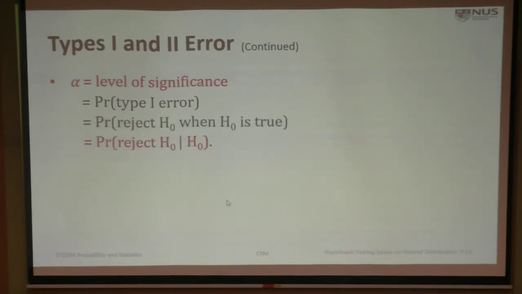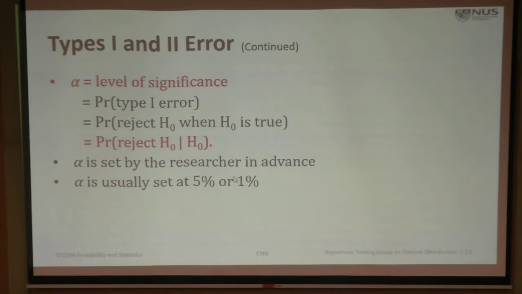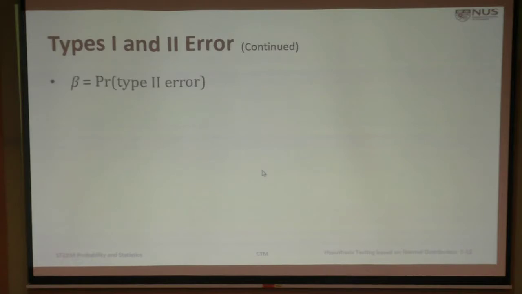All right. So this level of significance is the probability of committing a type 1 error. Just remember the definition. Type 1 error is rejecting H0 when H0 is true. So the chance of committing a type 1 error is called the level of significance. It is alpha, and usually set at 5% or 1%. And this has to be set in advance. That means before you look at the data, you have to set it. Okay, I decide to use 5%. Then you stick to it.